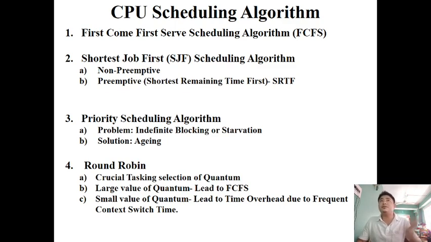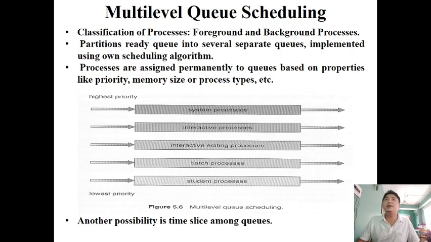In addition to these basic common algorithms, there is another class of algorithm. The multi-level queue scheduling algorithm is another category of CPU scheduling algorithm in which the processes are grouped based on their nature, based on an attribute or property. We can easily group the processes into two types: foreground processes and background processes.